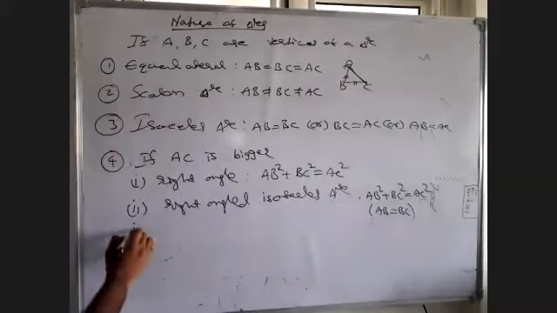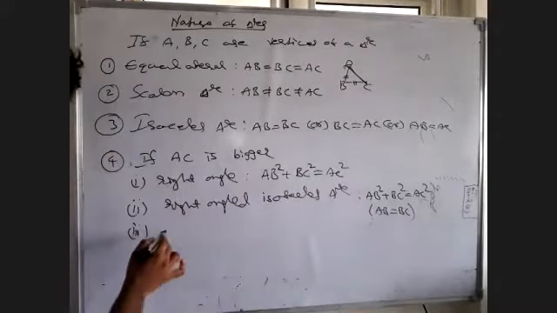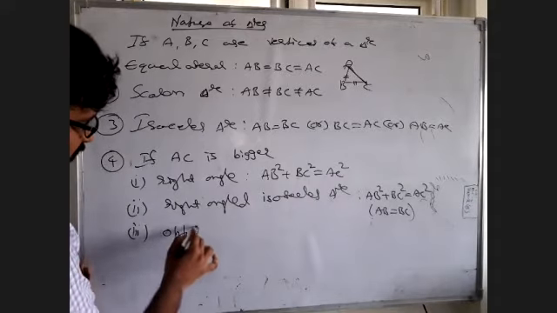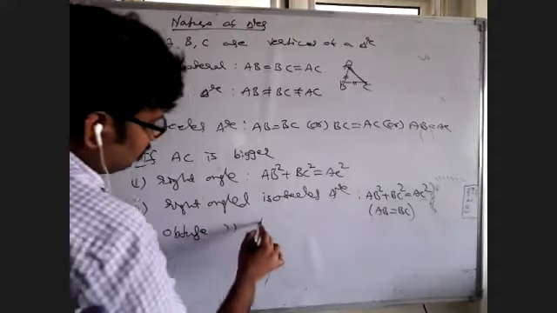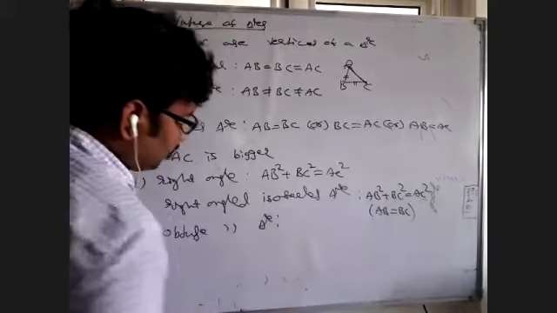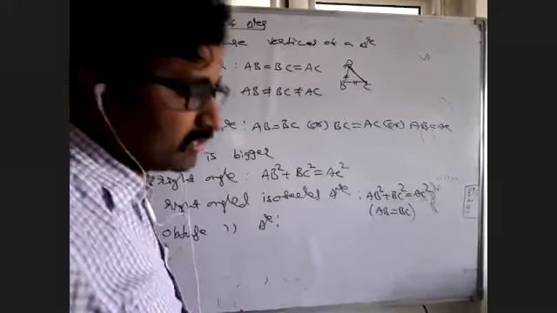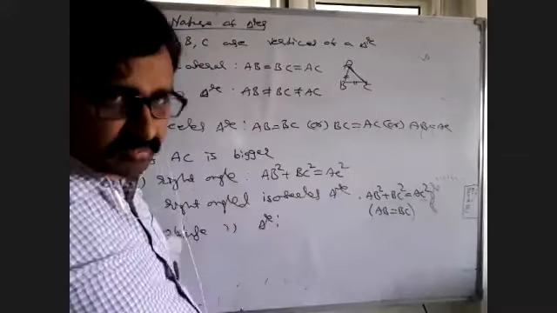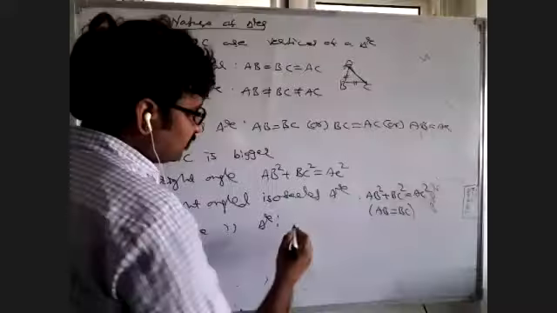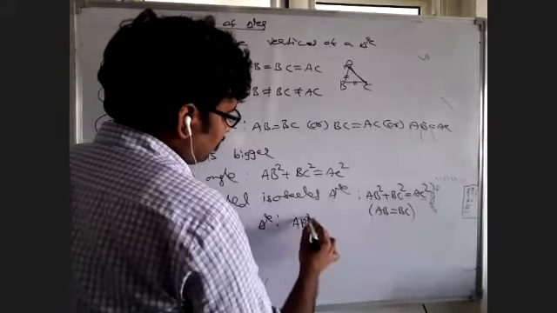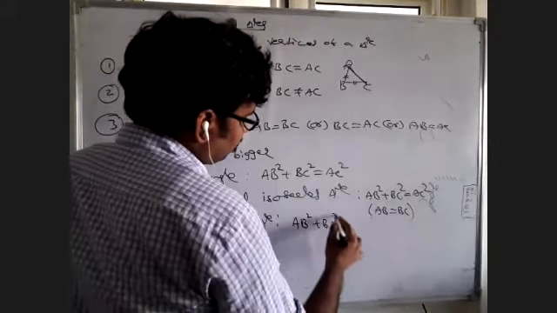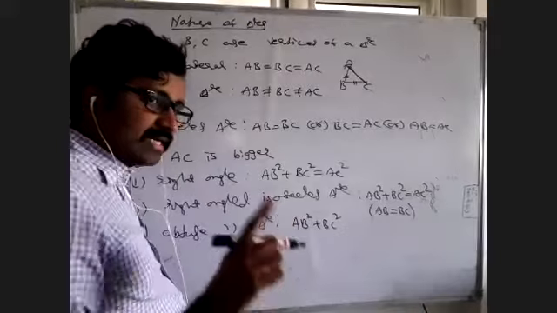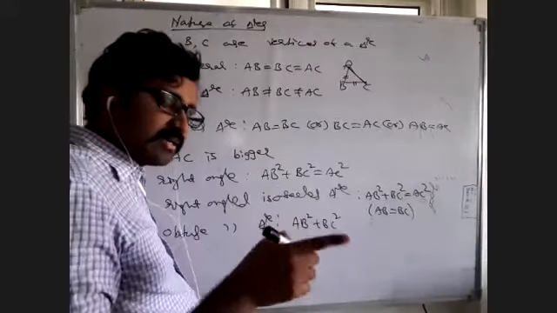And third one, obtuse angle triangle. Obtuse means less than 90 or greater than 90? Obtuse is greater than 90. Acute is less than 90. Obtuse angle triangle means AB square plus BC square. The obtuse angle is greater than 90.